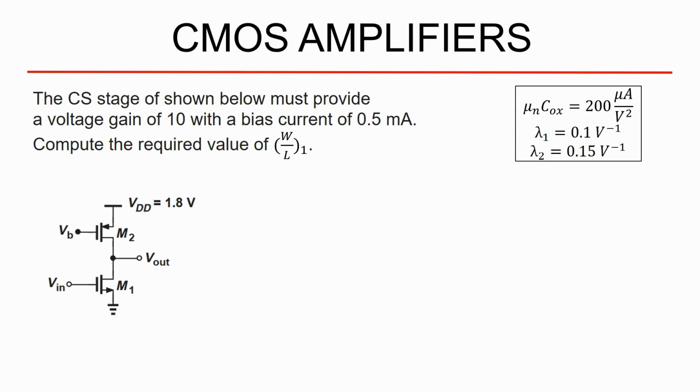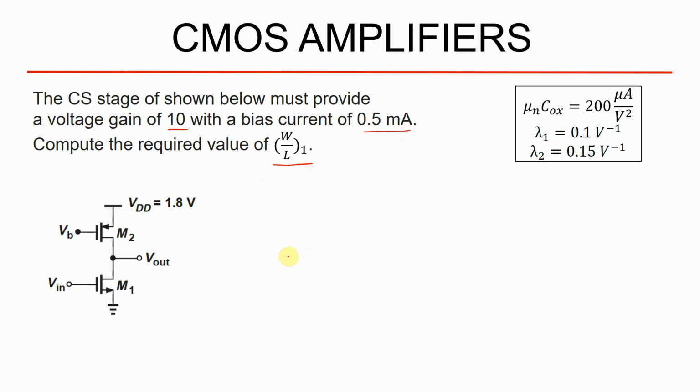Let's jump into it. This is the question from the Fundamentals of Microelectronics book by Razavi, chapter 7. This is the reference, and as it says, this common source stage provides a voltage gain of 10 and a bias current of 0.5 milliamp. Calculate the value of W over L. So how can we deal with this problem?